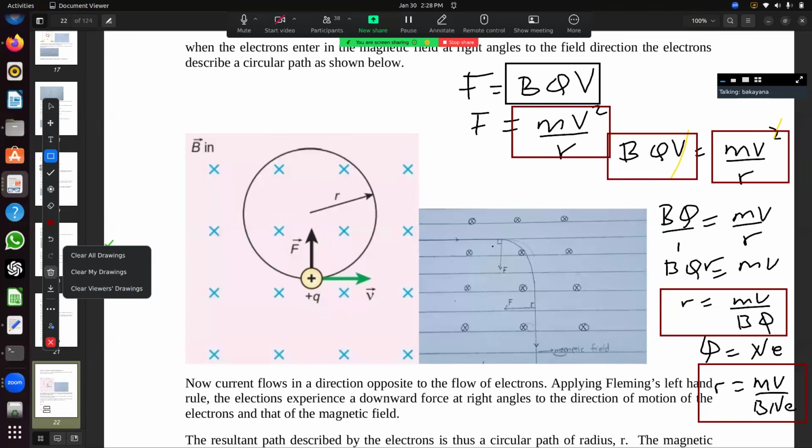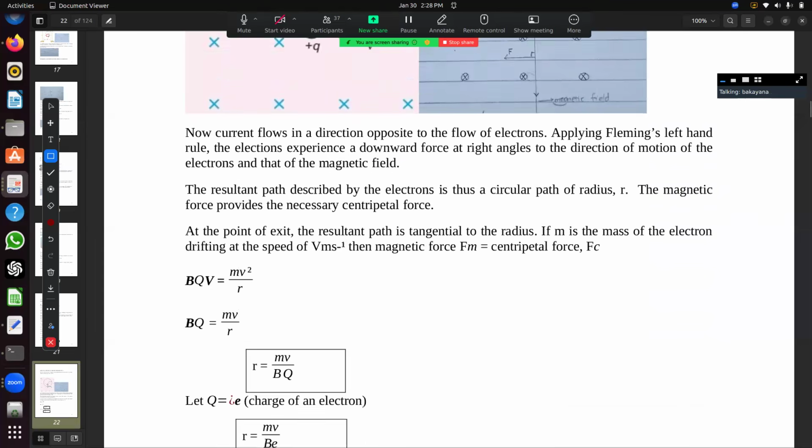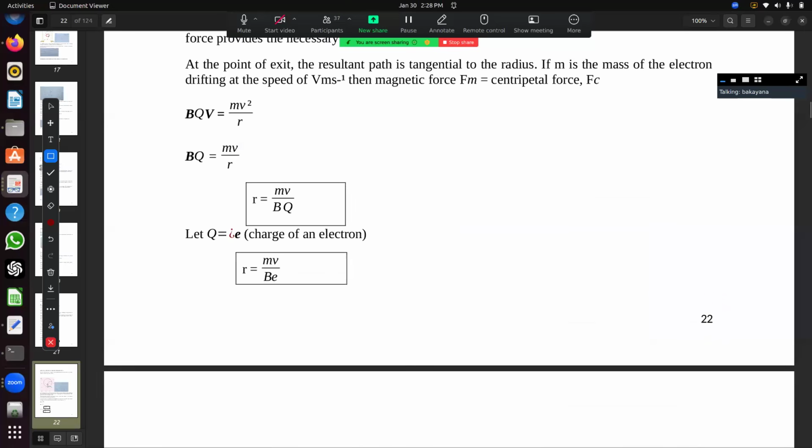I repeat, this is the radius of the circular path described by the charge as it travels through the region of magnetic field. Is that okay? Okay, so all this I've talked about it. Yeah, this one, we've said that it is supposed to be Ne. So it's supposed to be an N there.